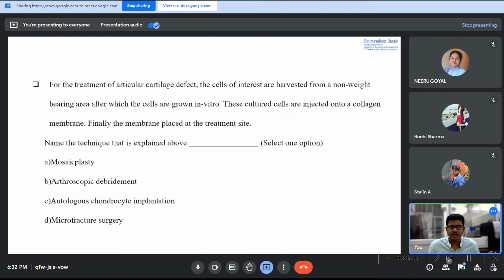Very briefly, for the treatment of articular cartilage, the cells of interest are harvested from a non-weight bearing area and cultured in vitro. The cells are then injected into a collagen membrane and finally the membrane is placed at the treatment site. What is the technique we are talking about? Very quickly.